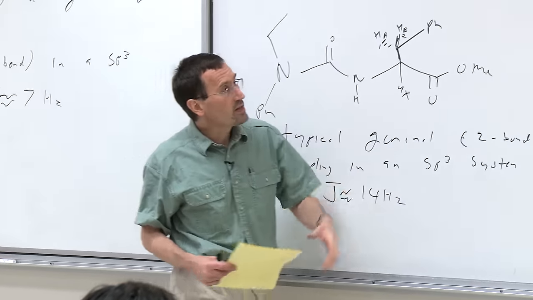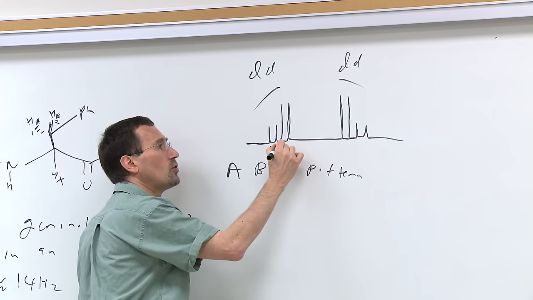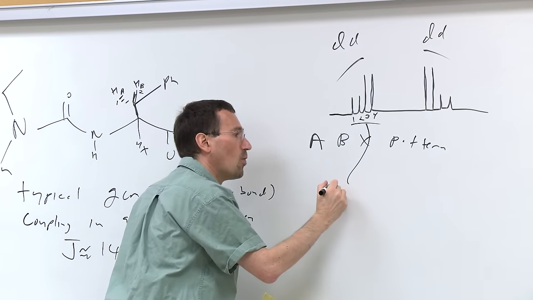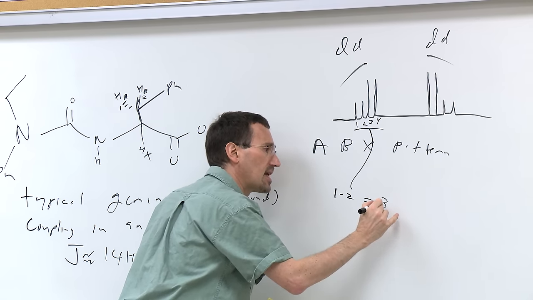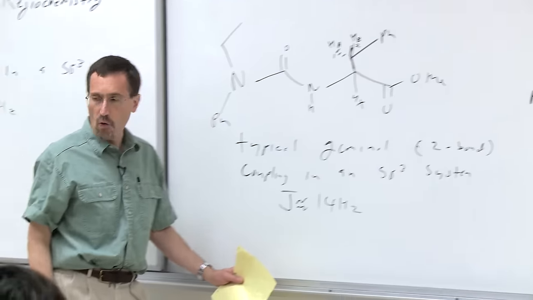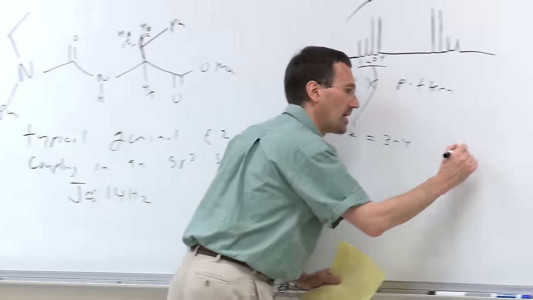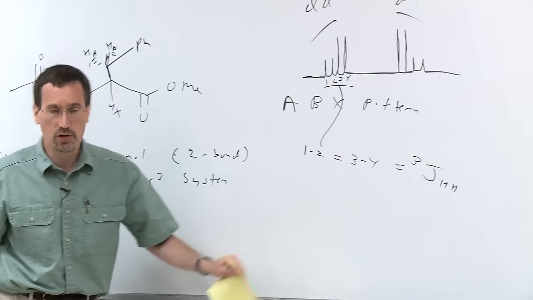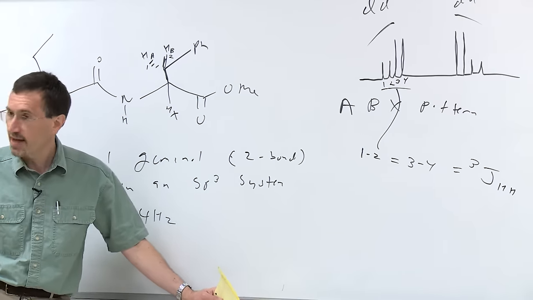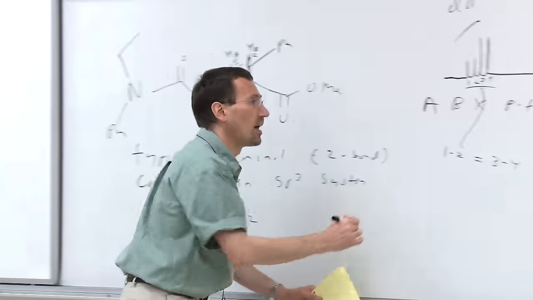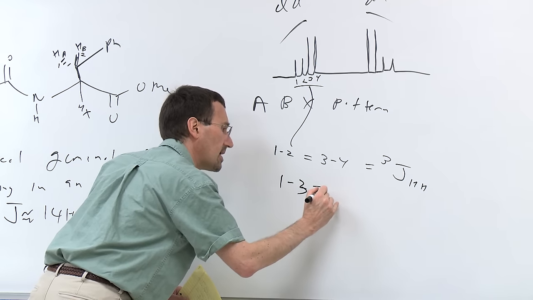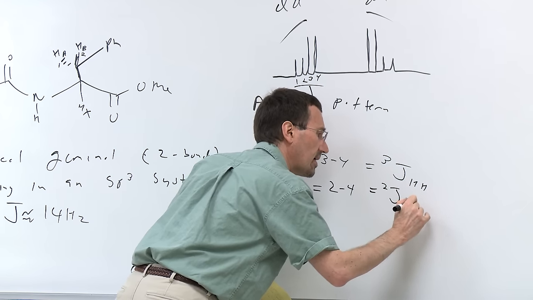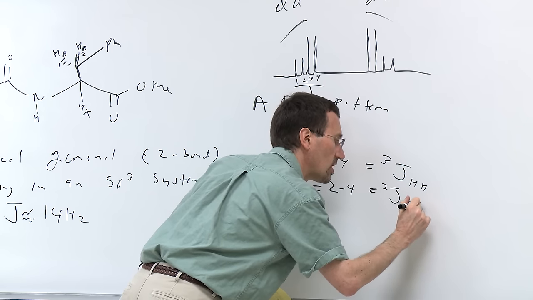So if we call the lines 1, 2, 3, and 4 here, the distance between lines 1 and 2, and that's the same as the distance between 3 and 4, that's our 3-bond coupling, J3HH. That's a way of saying the 3-bond coupling. So that's about 7 hertz. And the distance between lines 1 and 3, and that's going to be the same as the distance between 2 and 4, that's going to be our 2-bond coupling, J2HH.